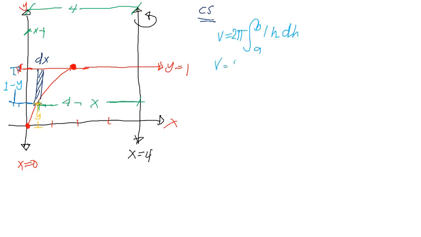V is equal to 2 pi times integration from A to B. Our length here is this one, so 1 minus y, times our height. The height here, which is from here to here, which is 4 minus x, times dx.